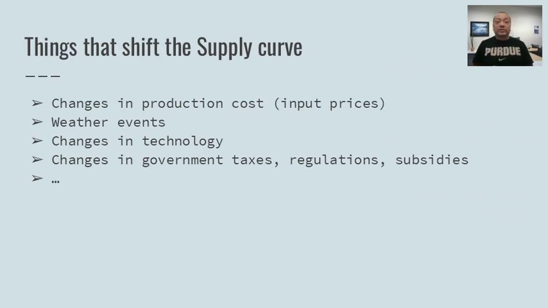Here's a list of a few things that shift the supply curve. Changes in production costs, the input prices, raw material, human resources, shipping. Weather events. In 2017, Hurricane Maria hit Puerto Rico, and it caused huge loss of supply of hospital equipment, IV bags and tubes. Definitely a shift in supply curve. Change in technology. If people find a new way to extract oil and gas, it affects the supply of oil and gas. Changes in government taxes, regulations, subsidies, etc.